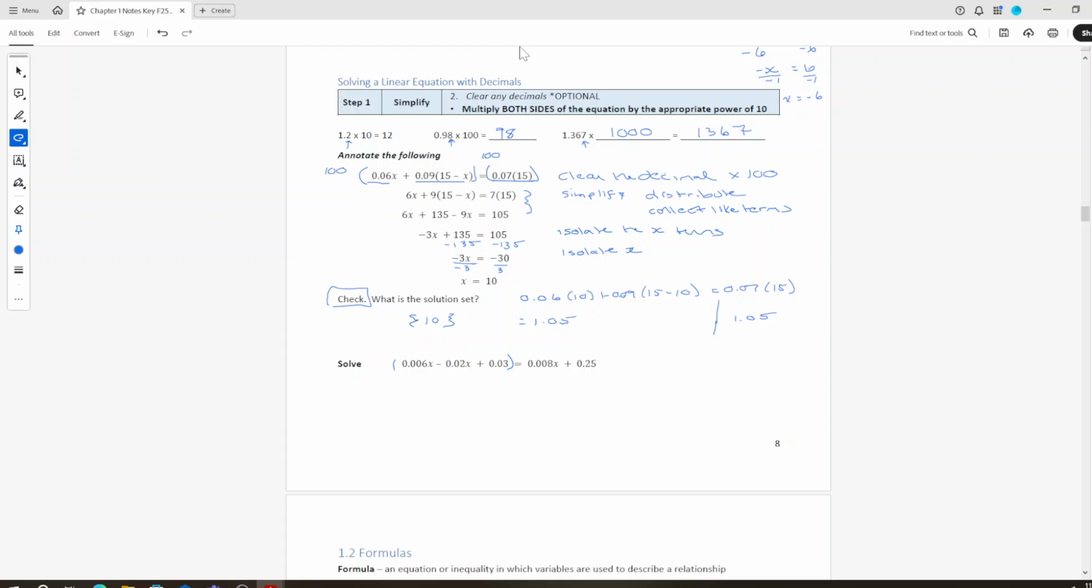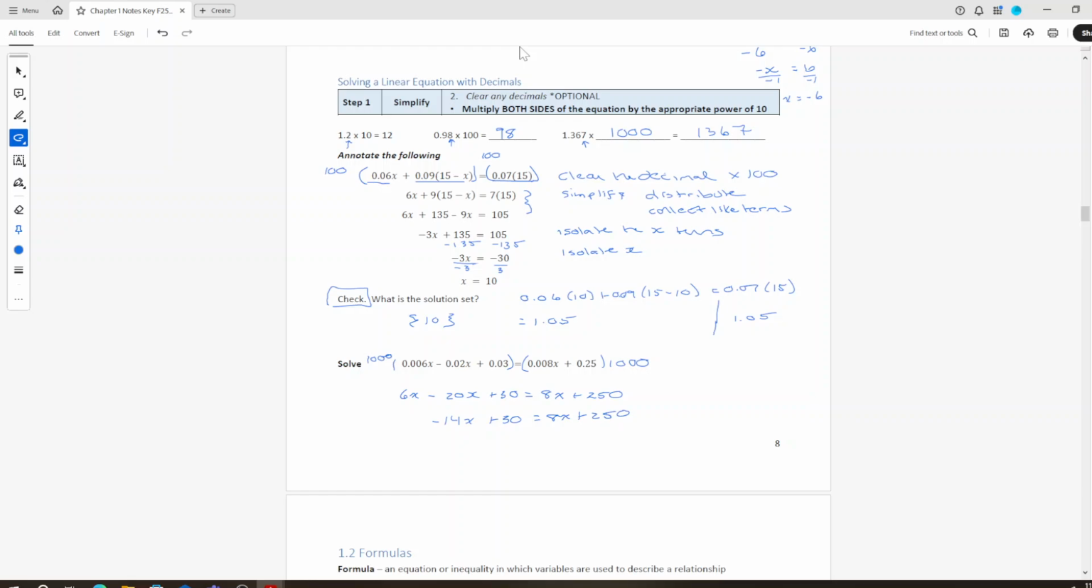So for me, when I look at this, I have a thousandth, hundredth, thousandth, and a hundredth. So I'm going to multiply both sides by 1,000 to clear the decimals. You would end up with 6x minus 1,000 times 0.02 would be 20x. 1,000 times 0.03 would be plus 30. And then I would have 8x plus 250. Then I'm going to combine like terms, so I get negative 14x plus 30 is equal to 8x plus 250.